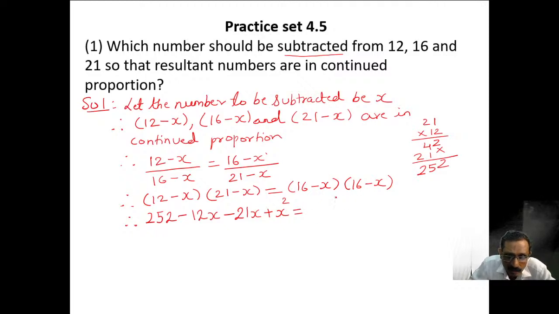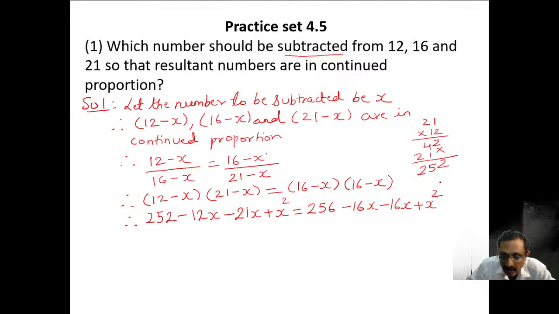Similarly, we are going to do this. 16 into 16 gives me 256 minus 16x. And now this minus 16x. Minus into minus gives me plus. x into x gives me x square. This step is over.